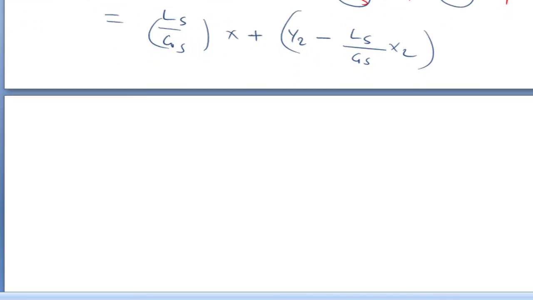So you just see Y is equal to LS by GS X plus Y2 minus LS by GS into X2. This LS by GS value remains the same throughout the column, so it denotes a line equation for a perfect straight line. So you can get the line equation now.